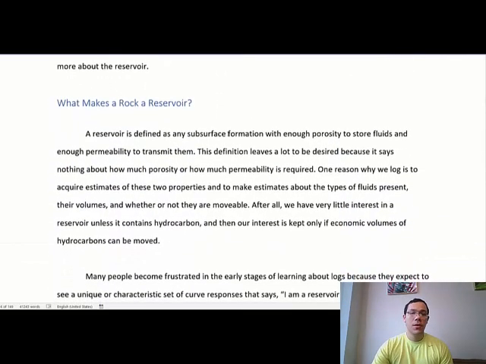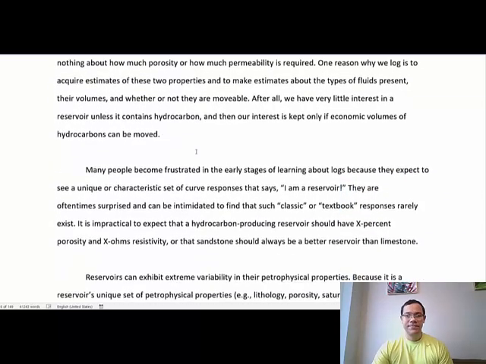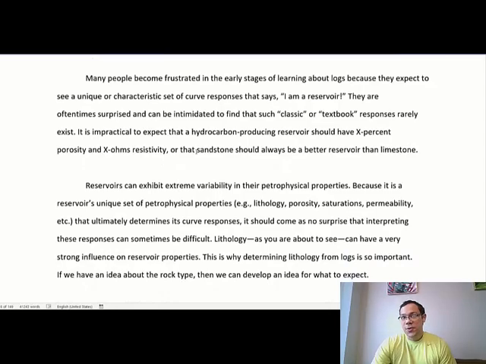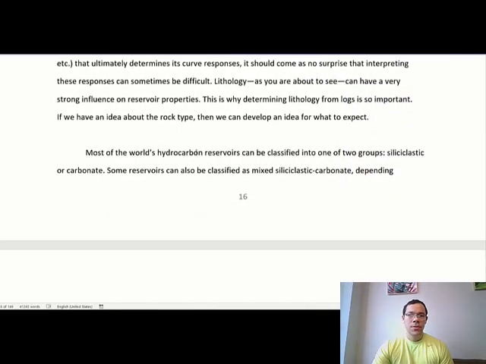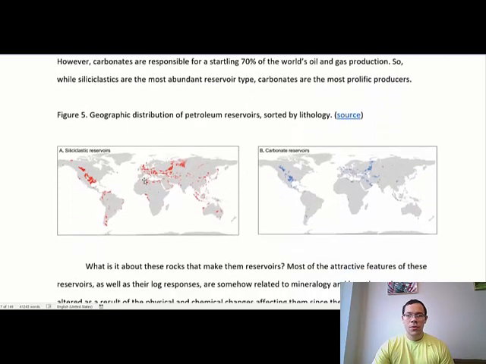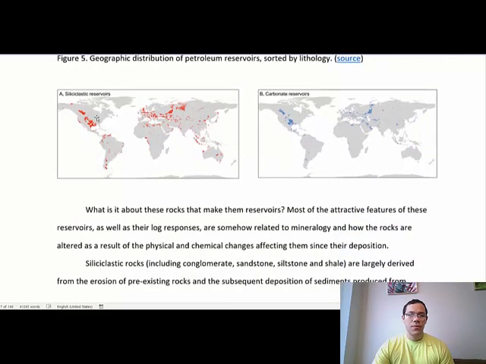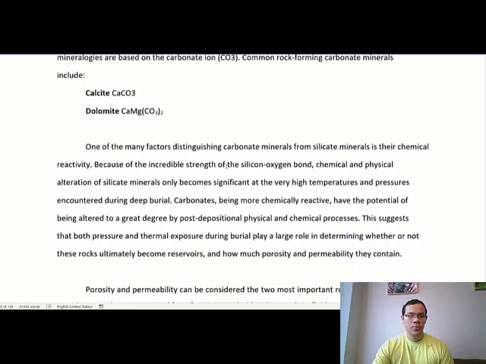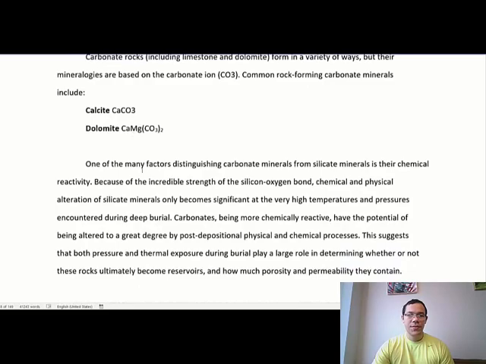Okay, what makes a reservoir? That is a good question. A reservoir is defined as any subsurface formation with enough porosity to store fluids and enough permeability to transmit them. At the end of the day, you just want to produce hydrocarbons. Then there is a distinction here between siliciclastic and carbonate. There is an overview of where you can find siliciclastic reservoirs and where you can find carbonates. Just keep in mind the chemical composition of these.